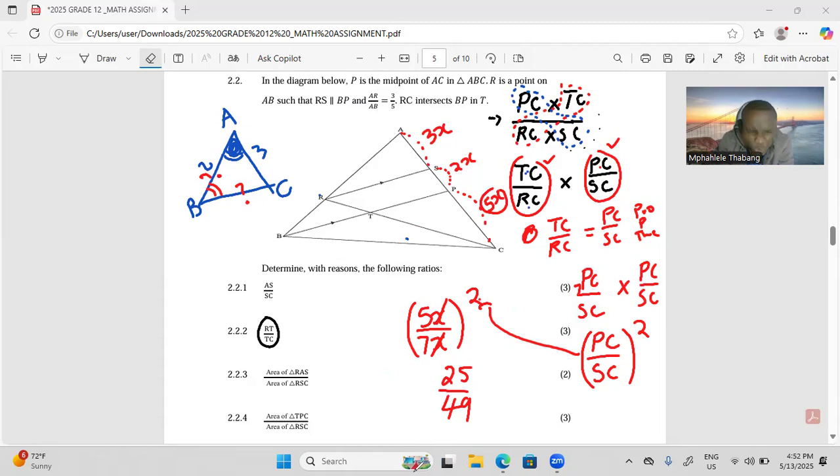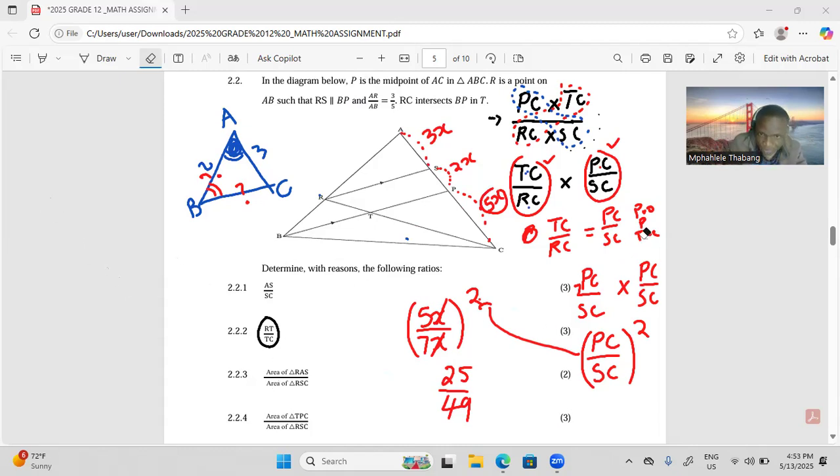Make sure that you understand 2.2.4. Your assignment is looking very good. It's a good resource to make use of as you prepare for your final exam. I assume you are currently preparing for the June exam. This assignment is a very, very good resource. Practice this assignment. Make sure you understand everything on it. If you practice this assignment and you understand, most likely you are passing your maths.